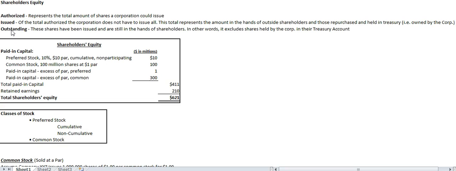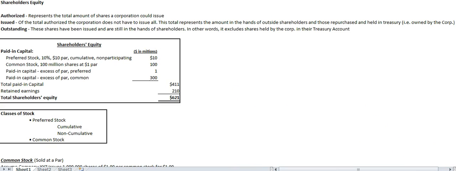So let's say in the same example, I have 10 million authorized. I issued 8 million as a corporation, so I have 8 million issued. Five years down the line, I decide to buy back 2 million and put it in my treasury shares because I'm going to use those stocks to give for incentive compensation to my management. So I will have 6 million shares outstanding. 8 million issued, 6 million outstanding, and 10 million authorized. Okay, so that's the difference between these three terminologies.